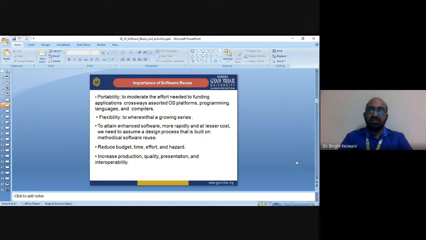So there are several benefits of software reusability, and software engineering suggests that, being a developer, you should always design your software system as per software engineering recommendations, and consider reusability as an important issue when you design a system.